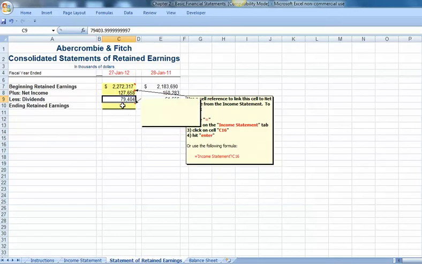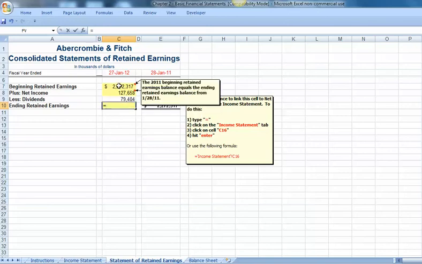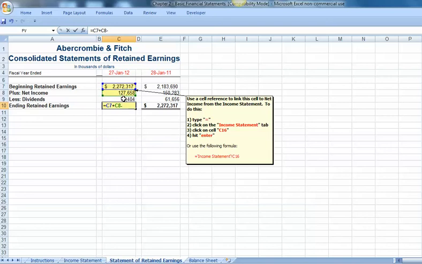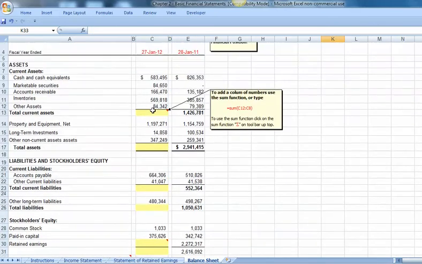Our dividends are already there, so let's go ahead and calculate our ending retained earnings. That's our beginning retained earnings plus net income minus dividends. So our ending retained earnings are $2,320,571. We're going to want to make sure this number gets picked up and linked to the balance sheet. Let's go over to our balance sheet.